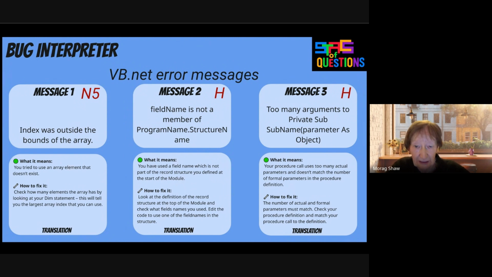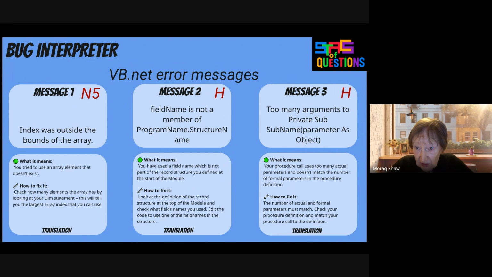Message 2, field name is not a member of the structure name. And basically what's happened here is the candidate has used a field name which actually isn't part of the record structure that was defined at the start of the module. So the way to fix that is to go back up to the top of the module and check what field names have been used, because it could simply be a typing error. That's usually the most common error. Check the field names, check the spellings, edit the code, and see if that works.